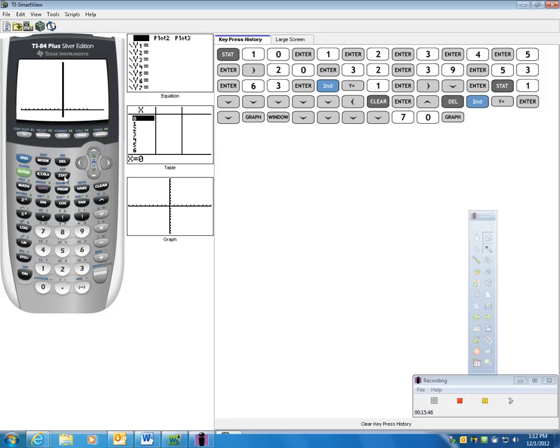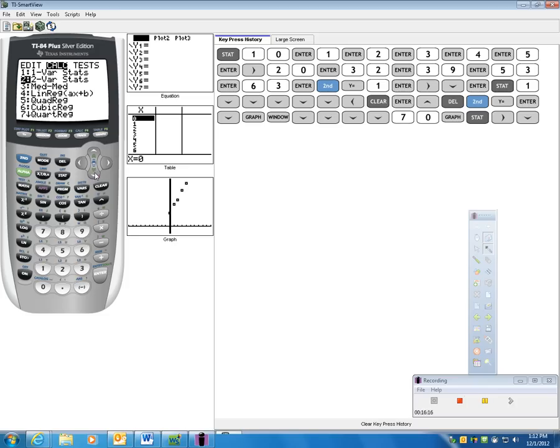If I go to my stats key again, go to calc, do you see how option 4 says lin reg? That means your calculator will take this data in the table, and you know how on paper you wrote a line and figured out the equation of the line? The calculator can actually figure out the equation of the line for you. So let's go to that and press enter twice.